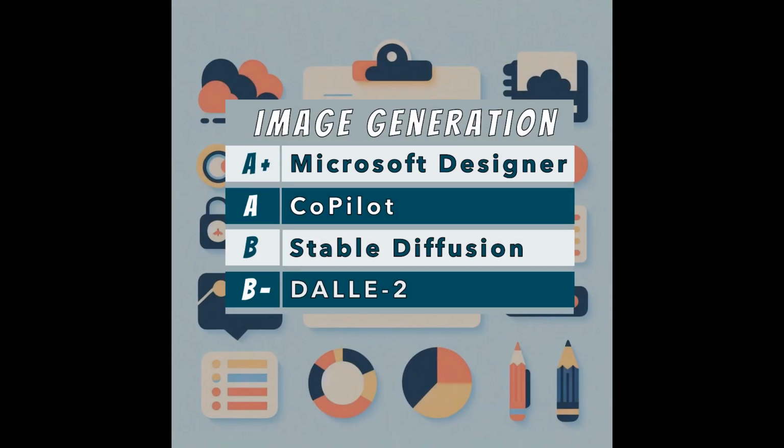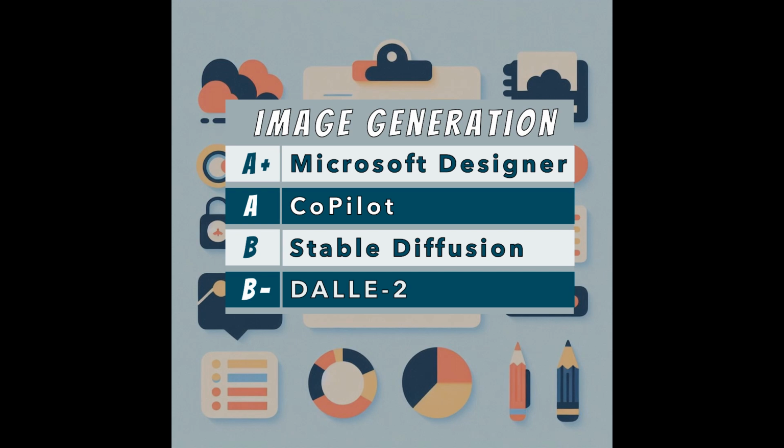So when we think about image generation, what's the report card? Microsoft Designer obviously is an A+. For business type of graphics, it did a really great job. Copilot, again, a solid A. It generated images that we could have used in slide deck or emails or something like that.